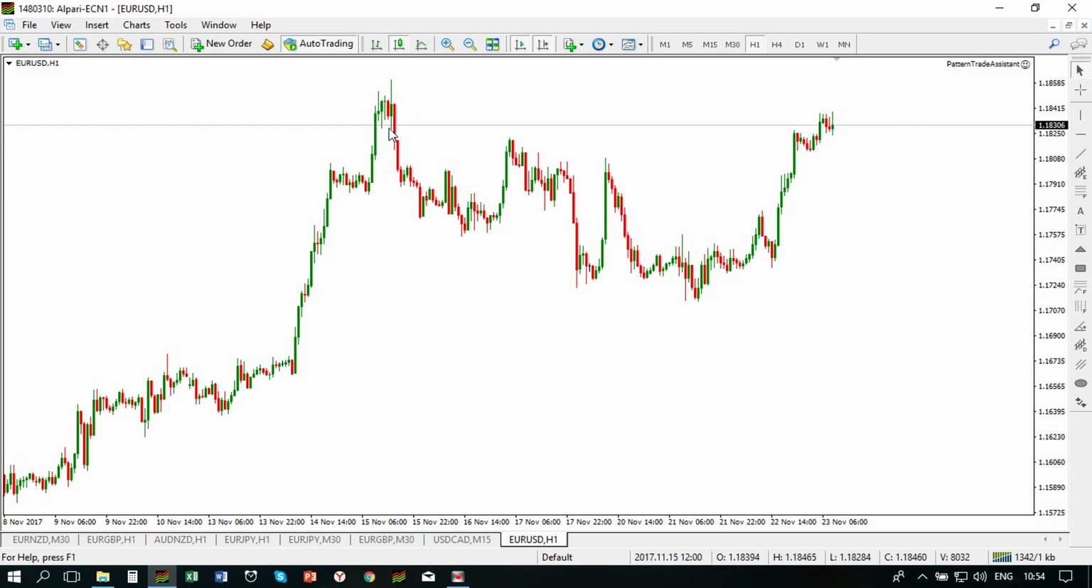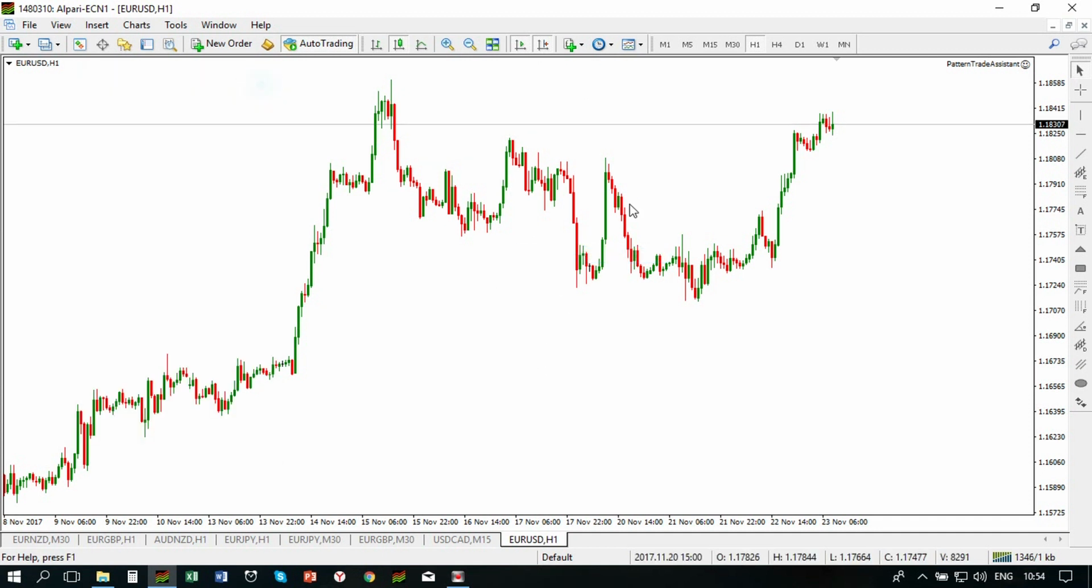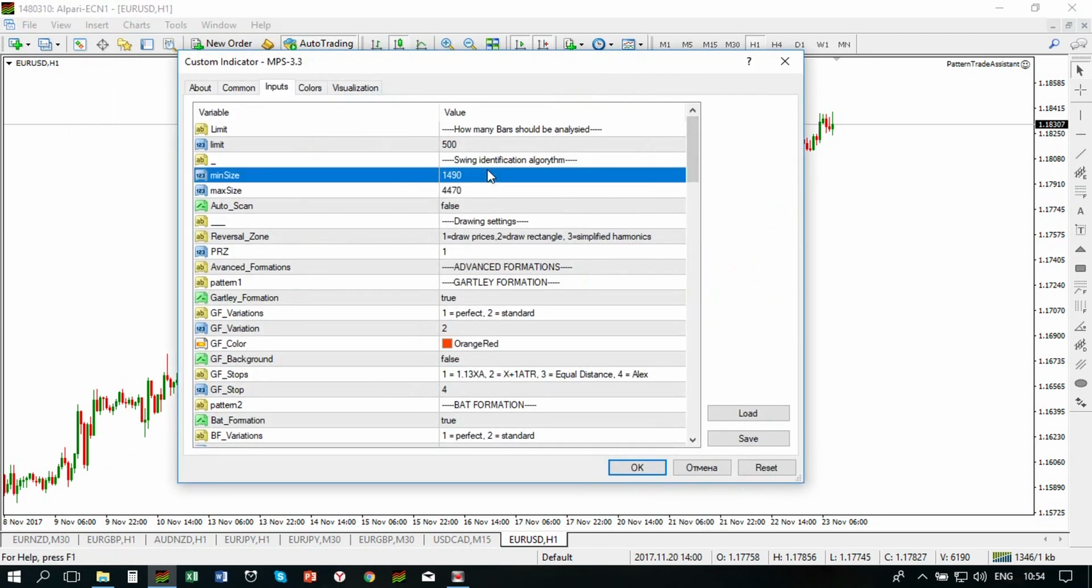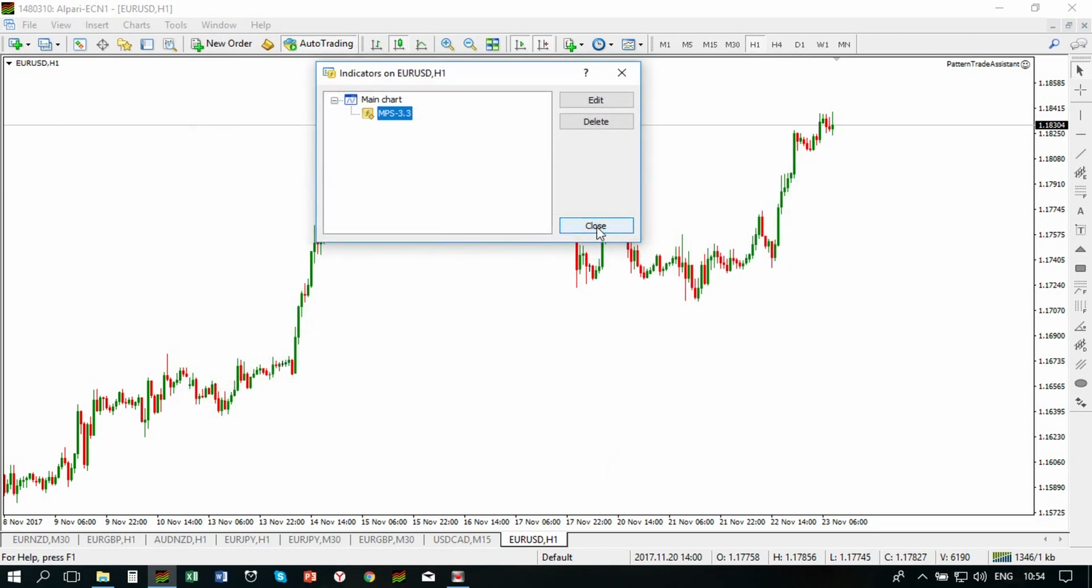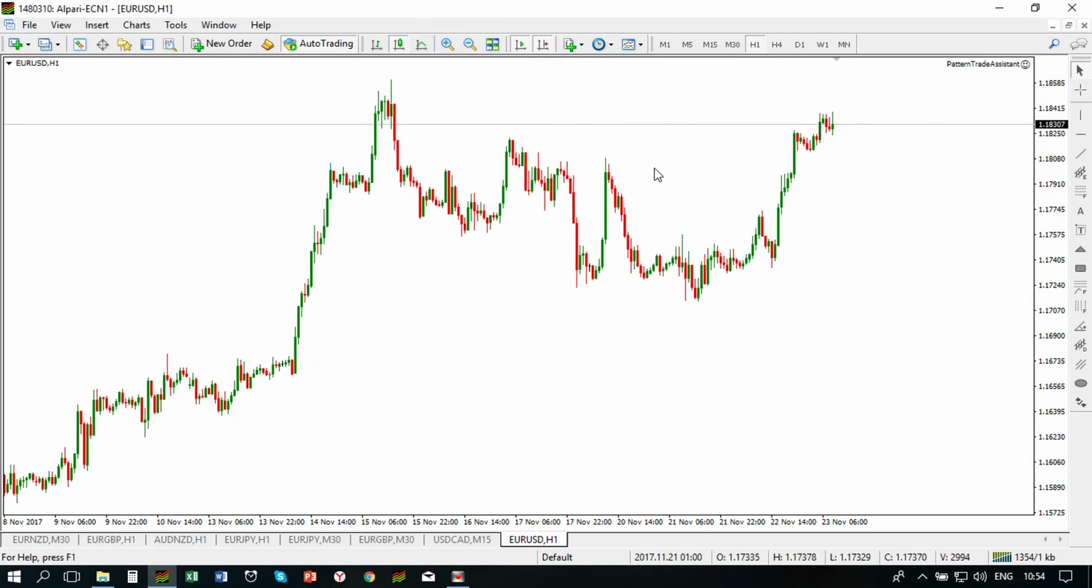Okay, D to delete that, S to delete all the patterns. Okay, what else do you have? You also have that. Let me disable some limitations, just to find patterns faster.